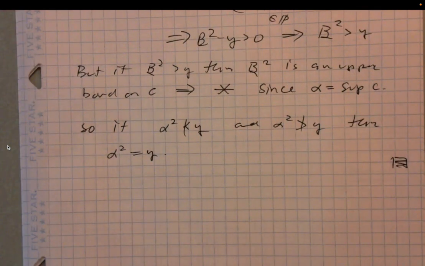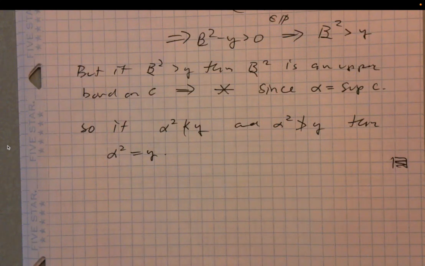And so there we go. Unraveling all of that basically implies the result that we were after, namely that for every real number y greater than 0, we could create this set C, and we've used this set C to show that alpha must be equal to the square root of y. Alpha being the supremum of the set C must be equal to the square root of y, and so a square root of y exists for every real number.